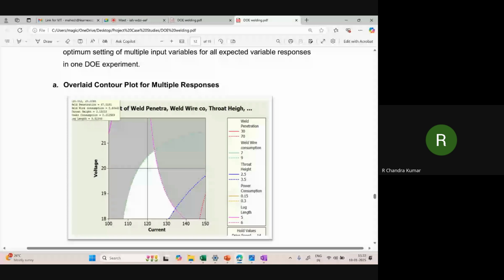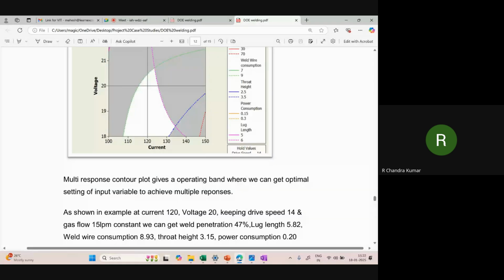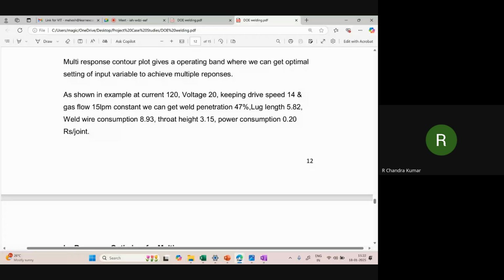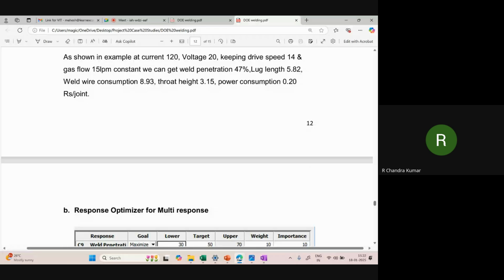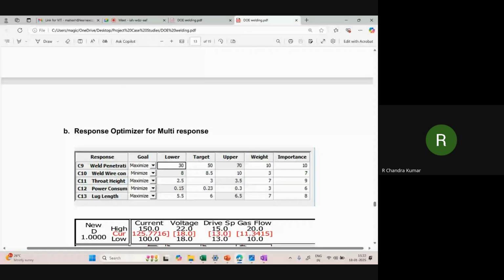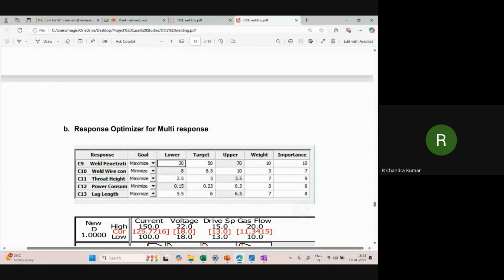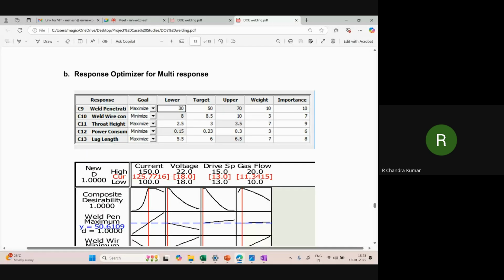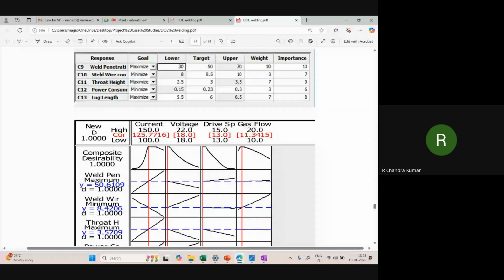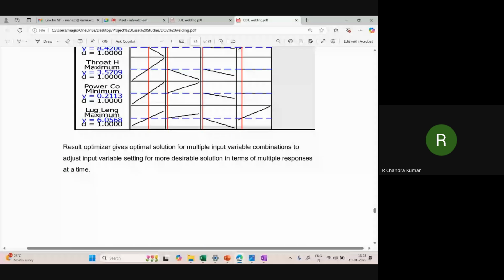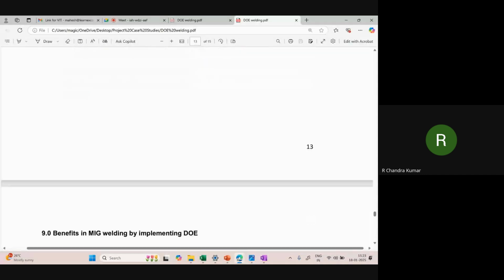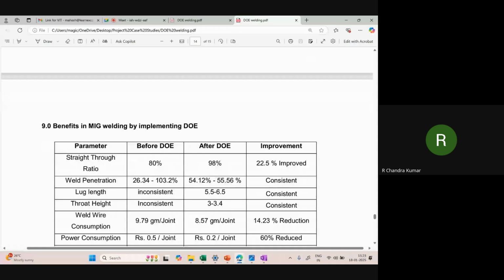Now this is optimizing for multiple responses, not only one response. This is available in Minitab. So once that is done, then they will give a weightage for each of the responses, how important each of the responses is, and then here we come up with a desirable mathematical model. Of course, it will give you what kind of setting is required for the voltage and current. Now, once they changed the process as per the new spec, what happened?